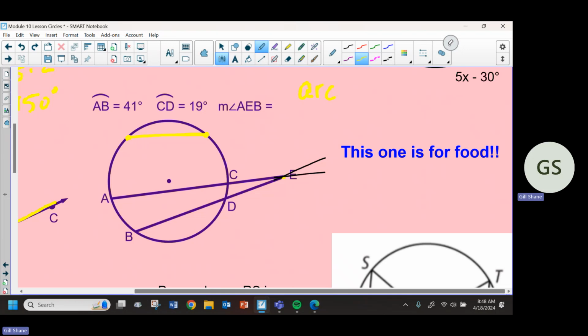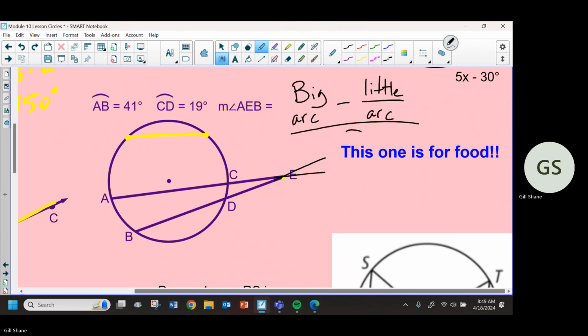Actually, let's make it different. We changed it, I remember. It's the big arc. Oh, forgot to change the color. It's the big arc. But instead of plus the other arc, it's subtract the little arc. So we're doing kind of the same thing, we're just subtracting. Big arc, subtract little arc, and then we still divide by 2.